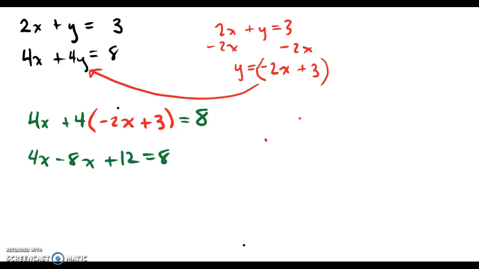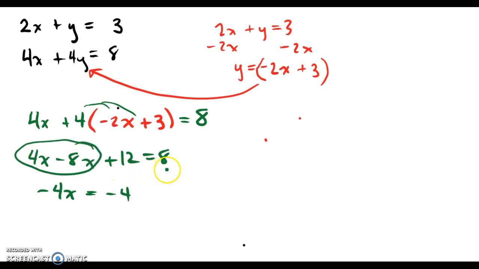The next step, I just distributed the 4 across both those terms. Next step, combine like terms and subtract the 12. So we've got negative 4x is equal to 4. We find out that x is equal to 1.